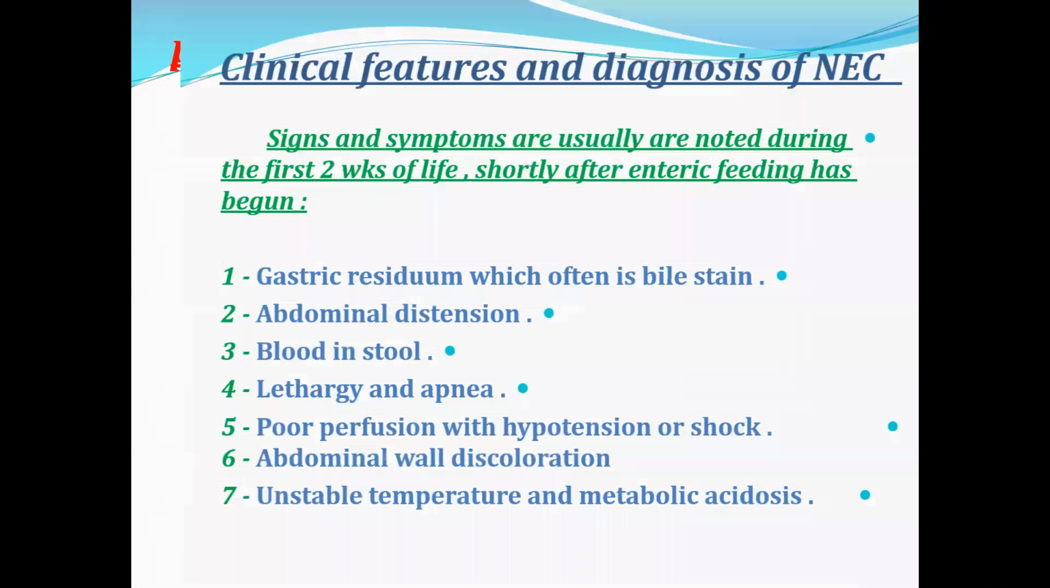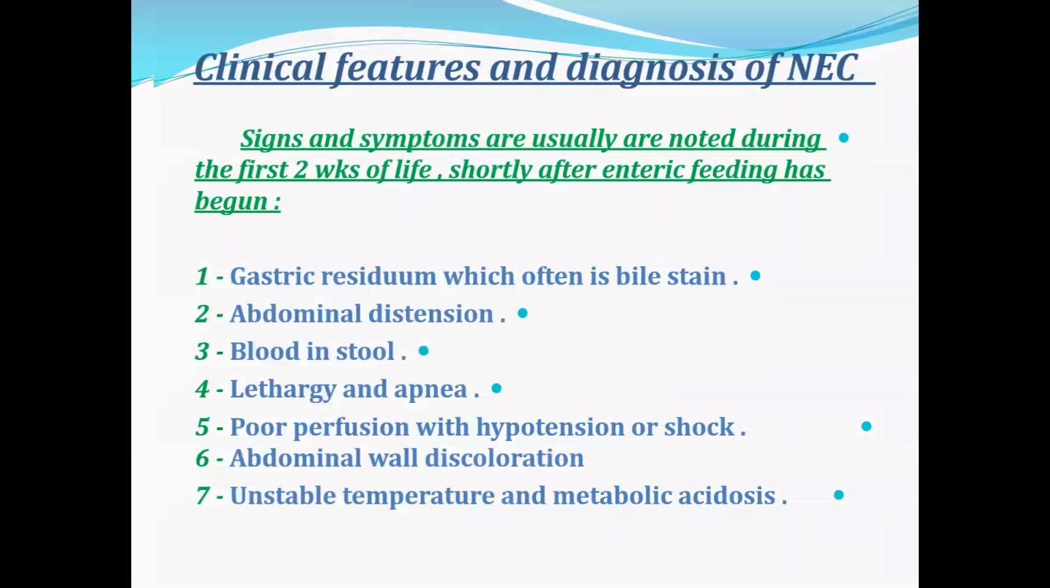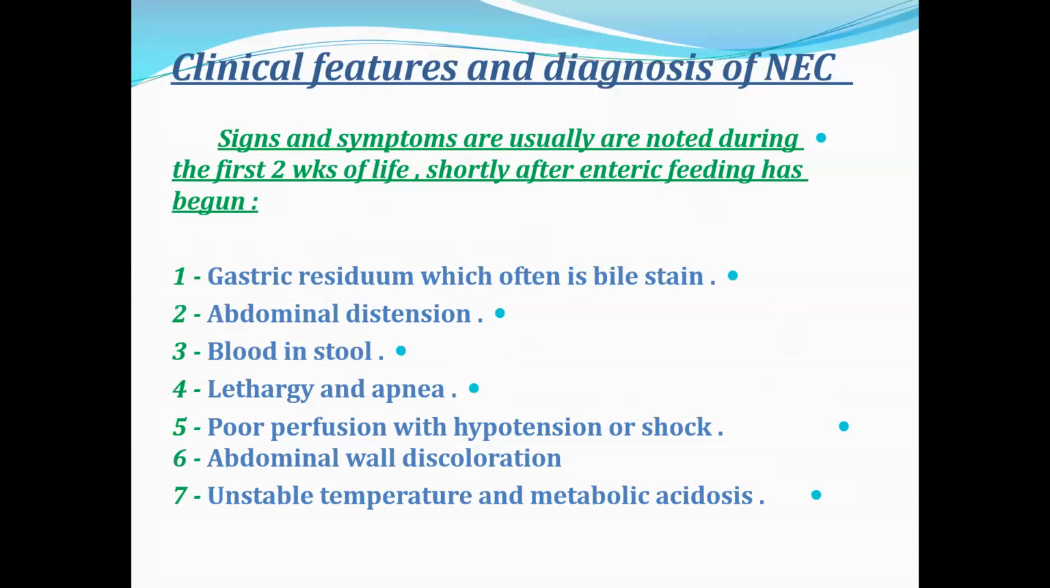Clinical features. Signs and symptoms are usually noted during the first 2 weeks of life, of course shortly after introduction of feeding. So, what are the clinical features that raise suspicion of such a condition? Gastric aspirates, which are often bile stained, abdominal distension, and even erythematous changes on the abdomen.